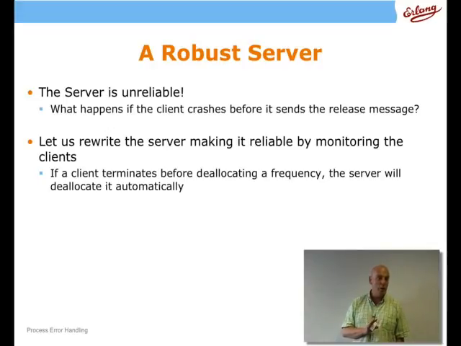So what we want to do is rewrite it in a way that makes sure that if a client does crash, then we will handle that. And in particular, what we'll do if a client crashes is that we will deallocate the frequency that they have allocated to them. So let's have a look at how that is done.